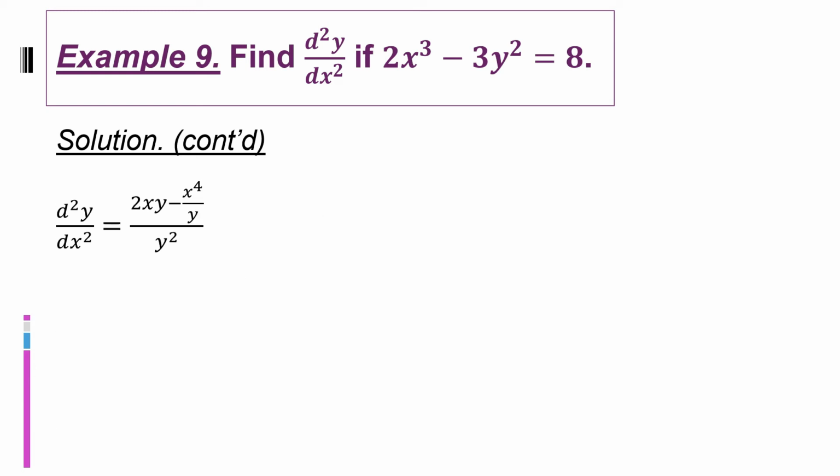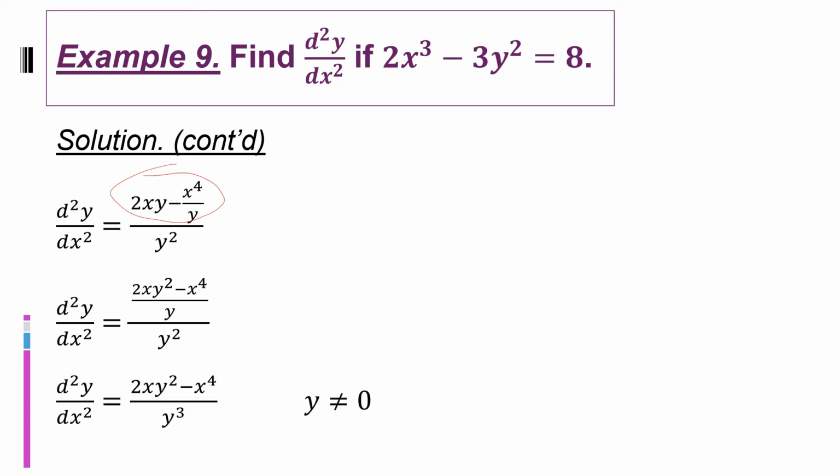And when we make the numerator a similar fraction, we now have 2xy squared minus x raised to 4 over y all over y squared. Or simplifying, we have d squared y over dx squared equals 2xy squared minus x raised to 4 all over y cubed. And note that y should not be equal to 0.